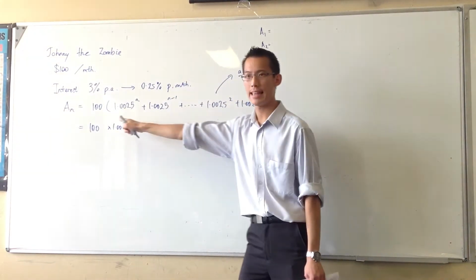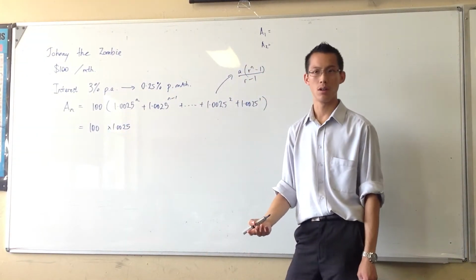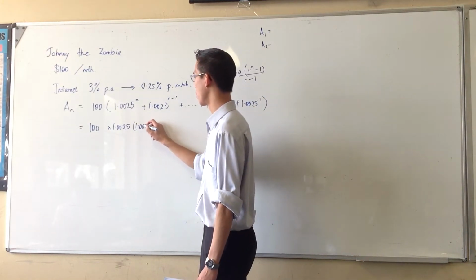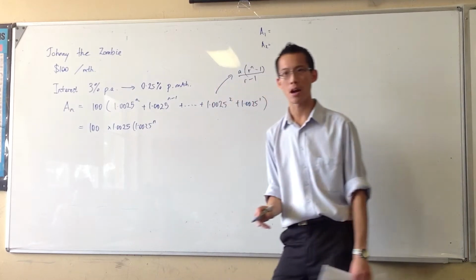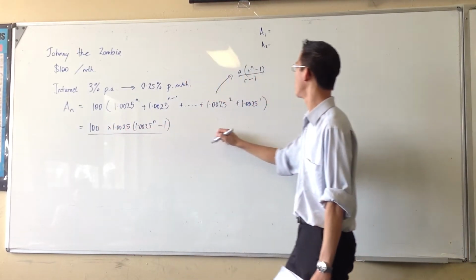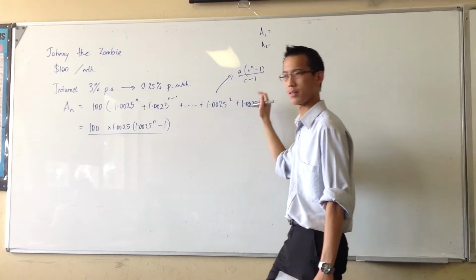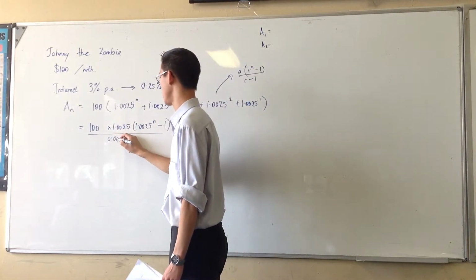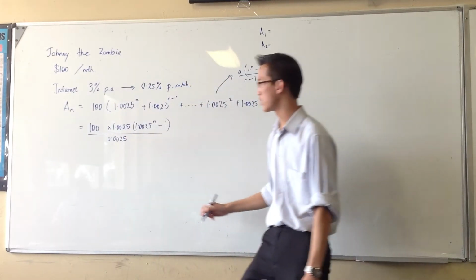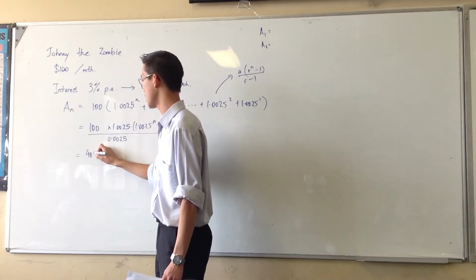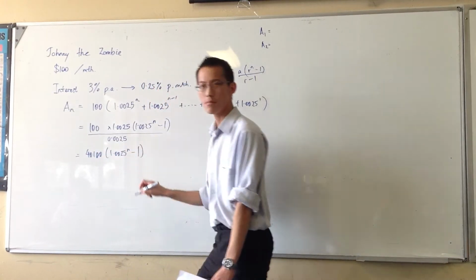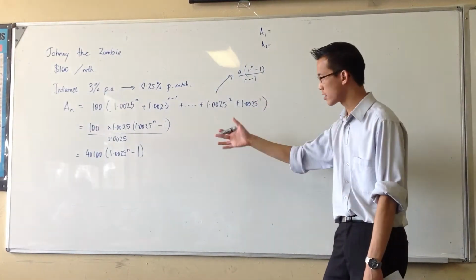Going from right to left, what's the common ratio? Well, it's getting bigger by that same amount, right? So 1.0025 to the power of n minus 1 all over r minus 1. So 0.0025. Okay? Now I think the first part of the question was, show that that's equal to this. I think this is what the numbers come out to if you punch it into your calculator. Okay? Is that alright? So that's the first bit.